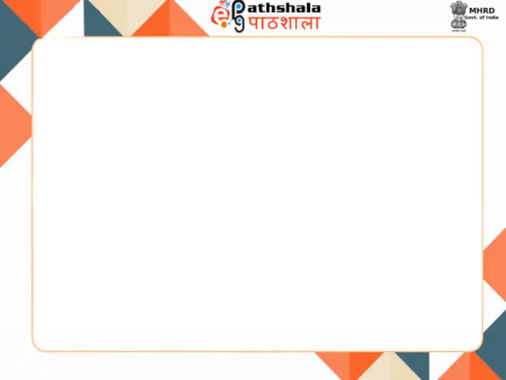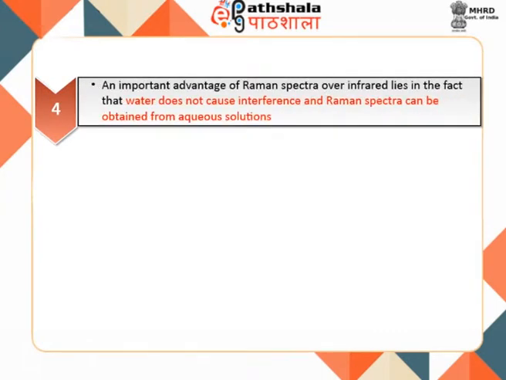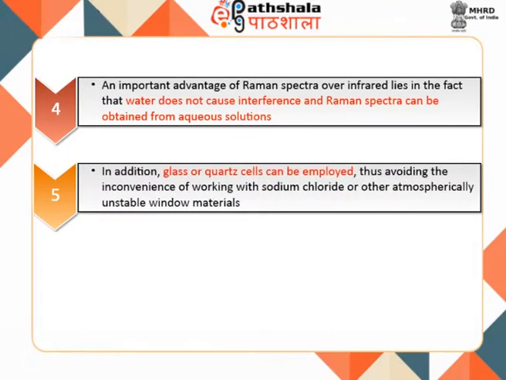Continuing with some more basics of Raman spectroscopy, an important advantage of Raman spectra over infrared lies in the fact that water does not cause interference, and Raman spectra can be obtained from aqueous solutions. In addition, glass or quartz cells can be employed, thus avoiding the inconvenience of working with sodium chloride or other atmospherically unstable window materials.